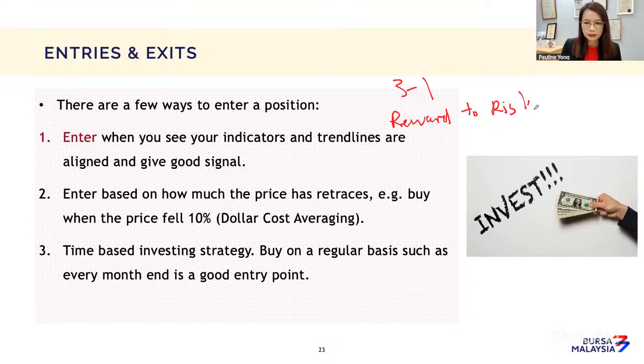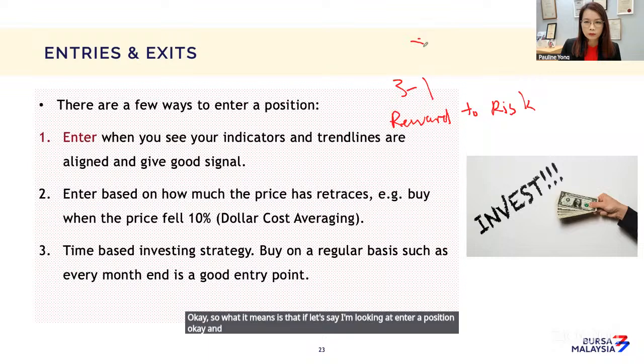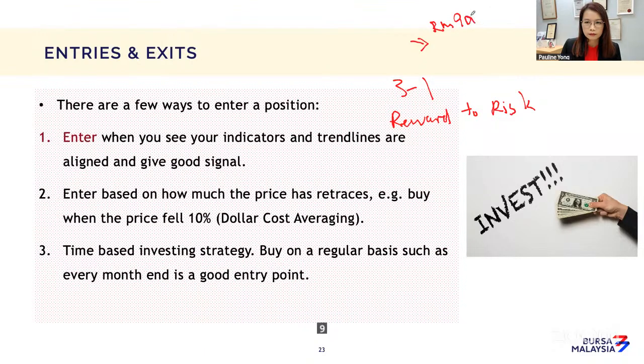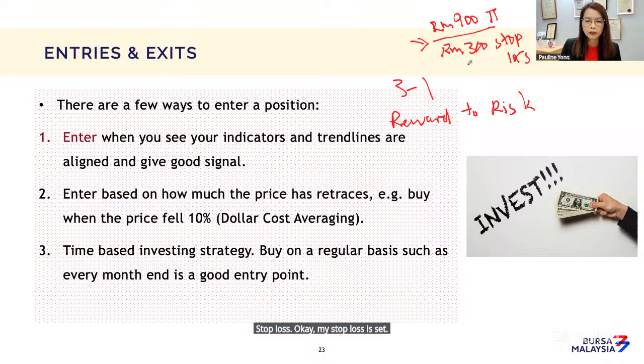What it means is, let's say I'm looking at entering a position. When I enter one position, my potential profit is 900 ringgit. Then I will set a stop loss at 300 ringgit. My stop loss is 300 ringgit away. So let's say I enter at this one, a 10 ringgit stock.